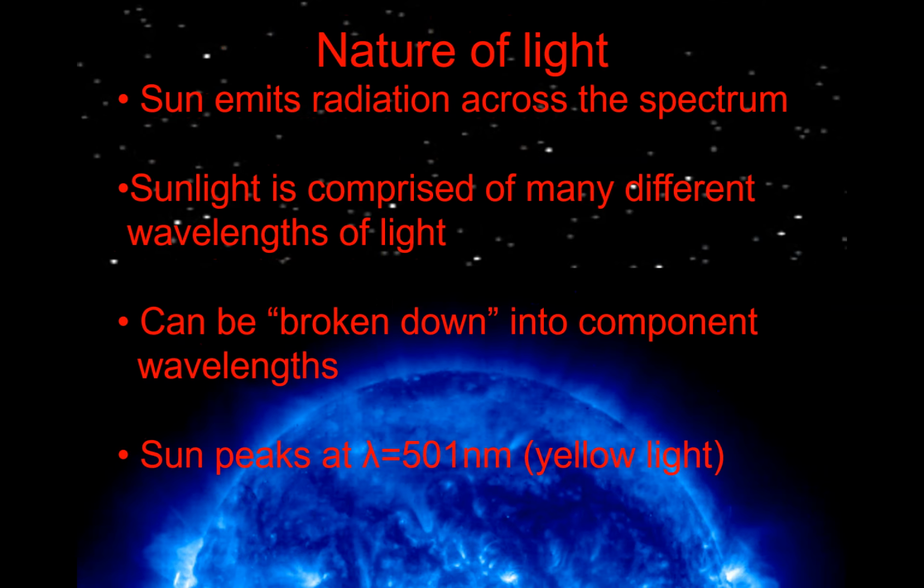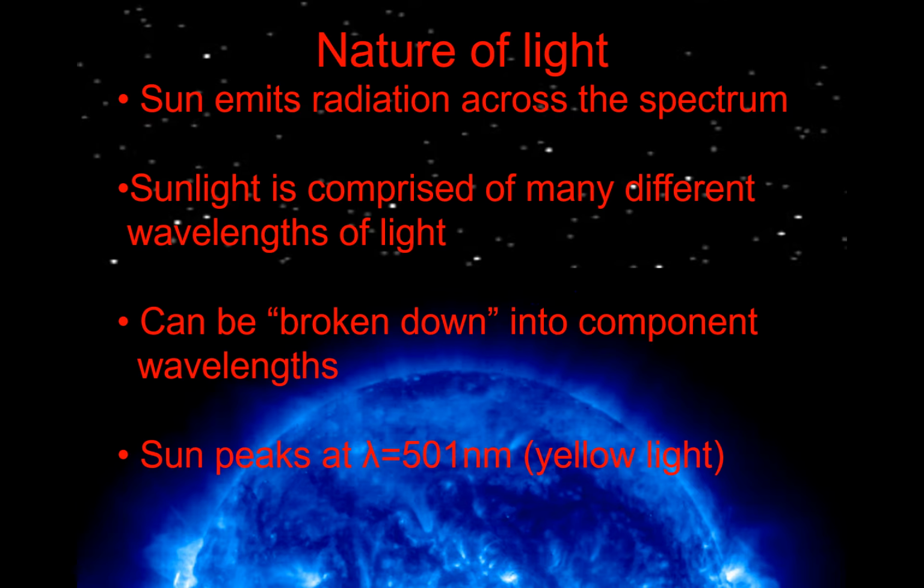Now, if we're talking about a star, let's pick on the sun. Something like the sun actually throws out radiation across the entire spectrum, radio wavelengths, gamma rays, everything. The sunlight is comprised of lots and lots of different wavelengths, but can be broken down into its component wavelengths for study. Our sun actually peaks in the yellow, even though this star is blue behind it, so you can still see the writing.